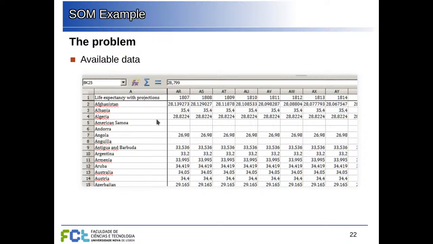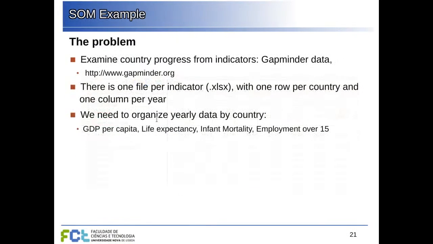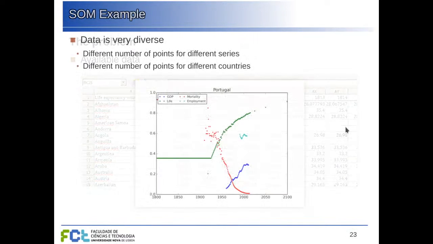So we have these data for GDP per capita, life expectancy, infant mortality, and employment over 15 years. And we're going to try to organize this to see how the countries are spread out according to the evolution of these indicators. So when we look at a country and we look at the different data series, we can see that we have different numbers of points for different series.